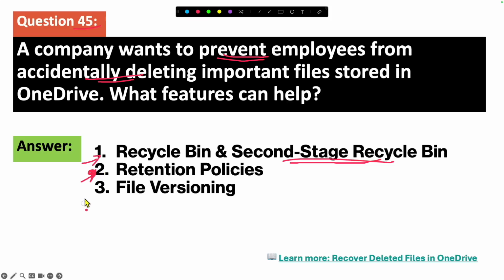That's the second point. The third is, if you remember when I talked about SharePoint, we talked about file versioning. So it allows you to go back to the previous version of the file. So it works kind of the same in OneDrive as well. So you can go back to the previous version of the file by looking into the file versioning. So let's see if I can show that in real time.